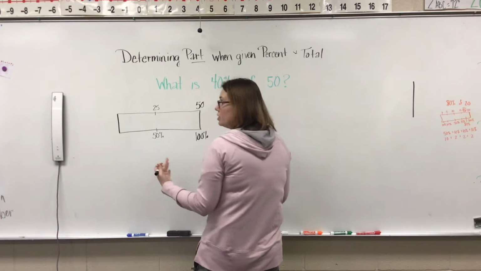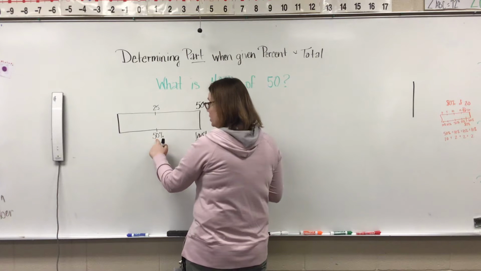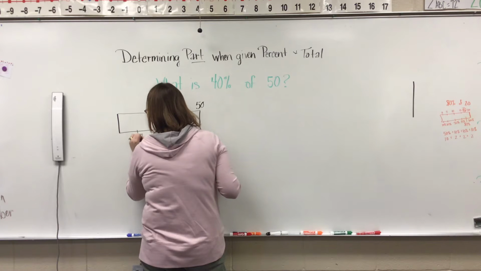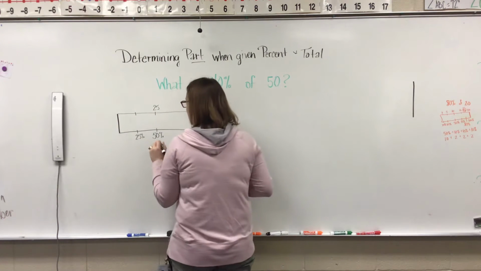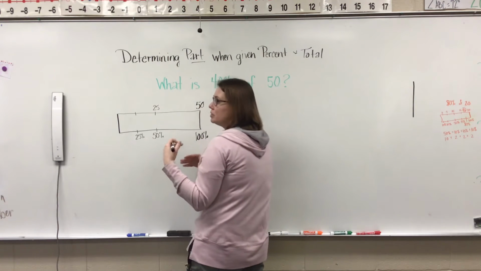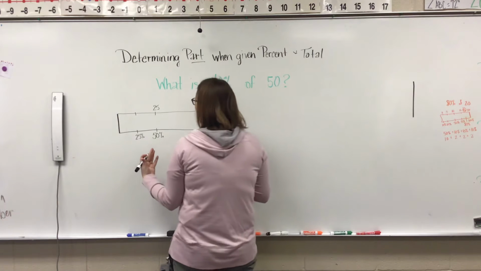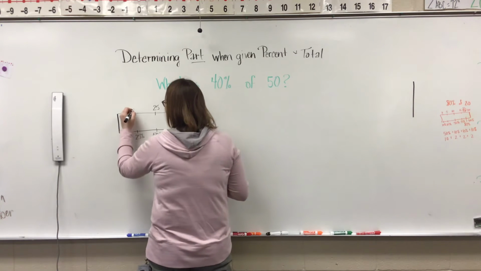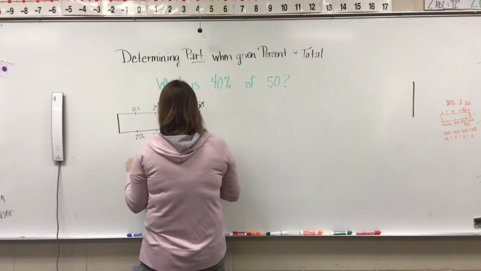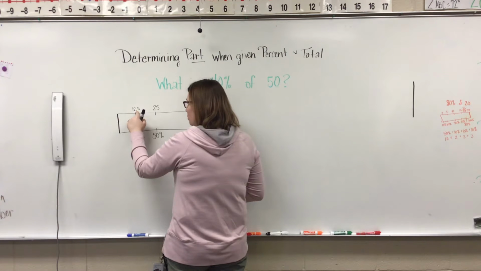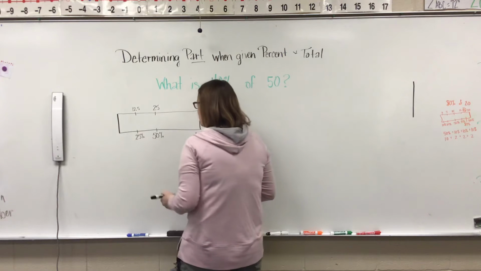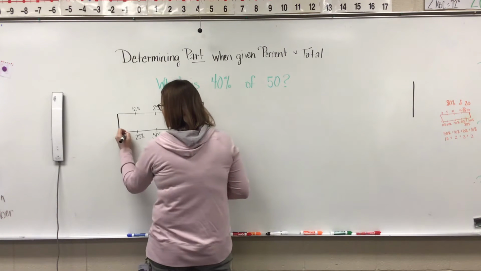So the next thing that we typically have done is we find half of this, which is our 25%. So whatever I do on the bottom, I have to do on the top, so I have to get half of 25. And this isn't going to come out to a whole number, it's going to give us a decimal. So half of 25 is going to be 12.5. So I know 40% of 50 is going to fall in between 12.5 and 25 because 40% falls in between 25 and 50%.